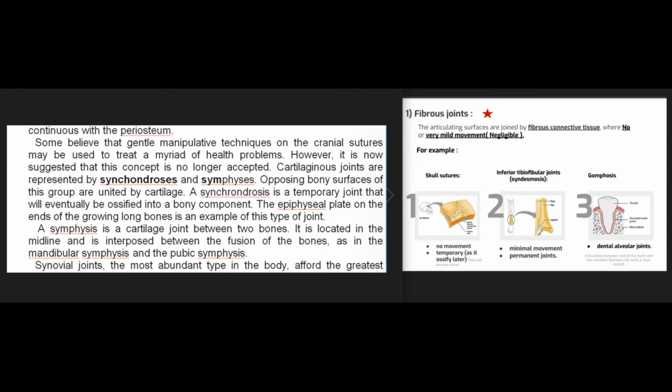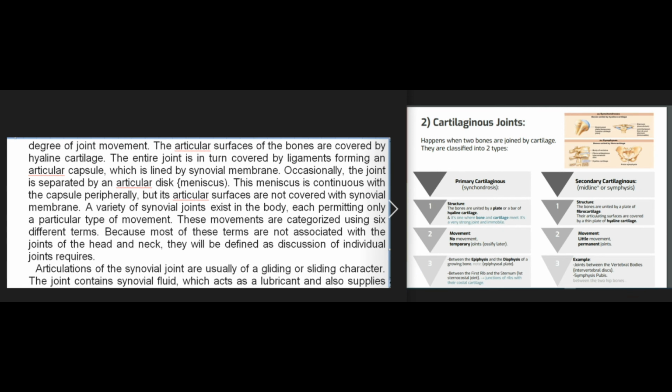The articular surfaces of the bones are covered by hyaline cartilage. The entire joint is in turn covered by ligaments forming an articular capsule, which is lined by synovial membrane. Occasionally, the joint is separated by an articular disc, or meniscus. This meniscus is continuous with the capsule peripherally, but its articular surfaces are not covered with synovial membrane.